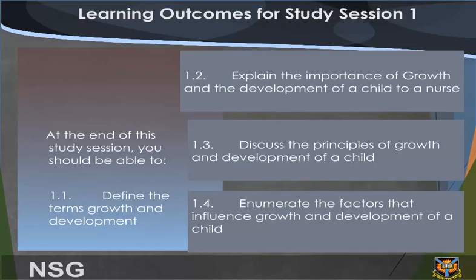Learning outcomes. At the end of the study session, you should be able to: 1. Define the terms growth and development. 2. Explain the importance of growth and the development of a child to a nurse. 3. Discuss the principles of growth and development of a child. 4. Enumerate the factors that influence growth and development of a child.